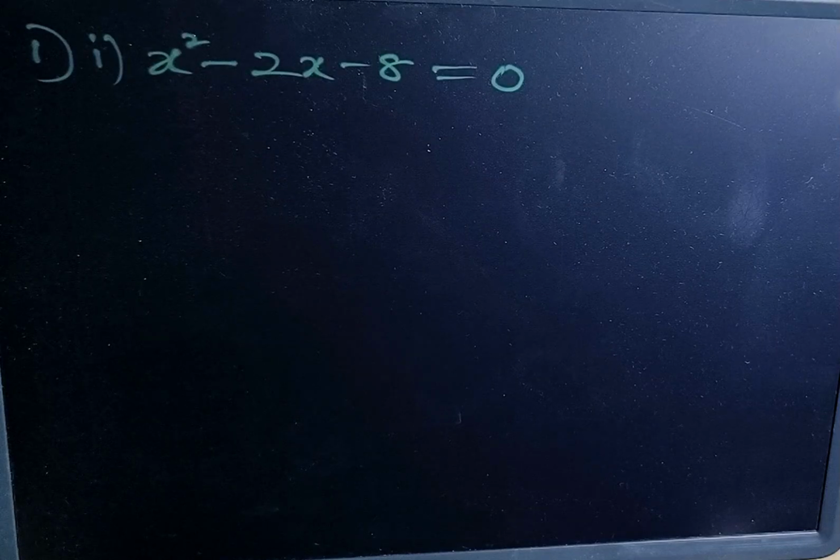Question number 1, we need to find the zeros of the quadratic polynomials and we need to verify the relationship between the zeros and the coefficients. So first subdivision, x square minus 2x minus 8 equal to 0.